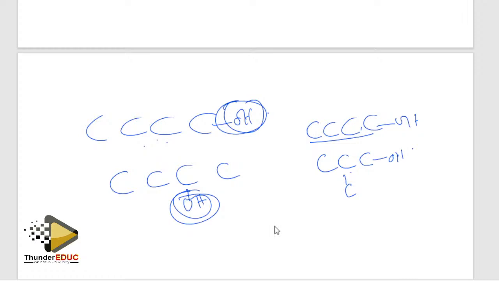And then if I have 1, 2, 3, and then I put it here, and then I put it here like that, what is going to happen to this? If I compare this with this, it becomes positional isomer. If I compare this with this, it becomes positional isomer. You understand?